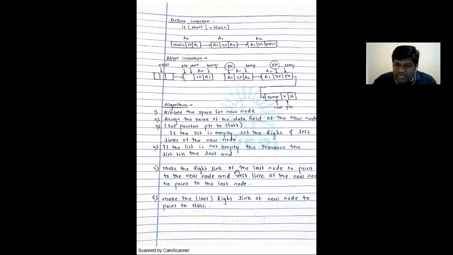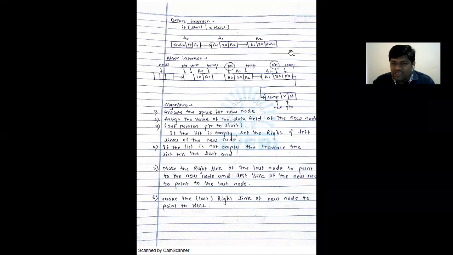So make the right link of the last node point to the new node and the left link of the new node point to the last node. मग new node add केल्यानंतर, when I add the new node, त्या new node चा left node कोणाला कनेक्ट व्हायला पाहिजे? Left pointer कोणाला कनेक्ट व्हायला पाहिजे? याचा राईट पॉइंटर किंवा नेक्स्ट पॉइंटर कोणाला कनेक्ट झाला? न्यू ला कनेक्ट झाला, बरोबर आहे.